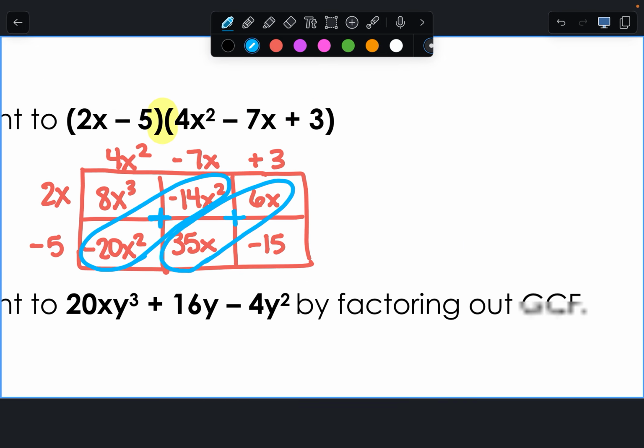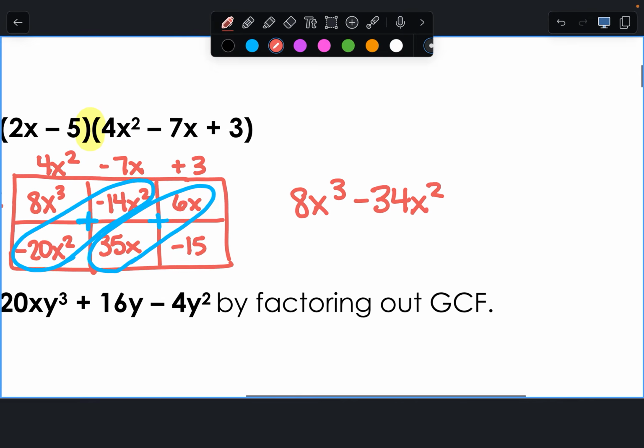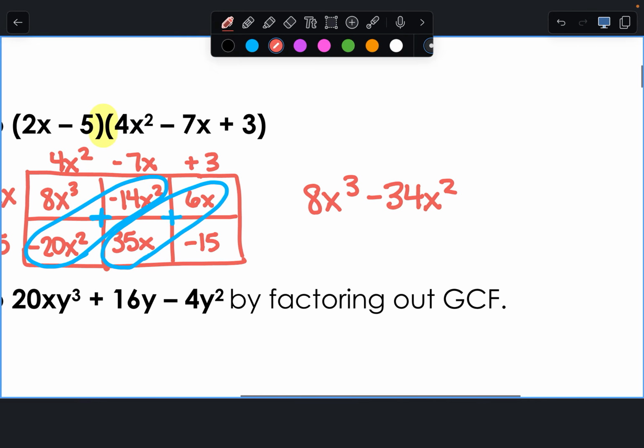All right. So first thing, let's bring down our 8x cubed. What is negative 20x squared plus negative 14x squared? Negative 34x squared. And then 35x plus 6x. 41x, yes, good. And then bring down the minus 15.